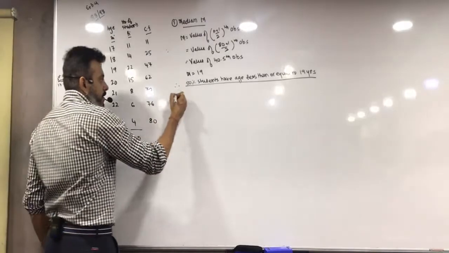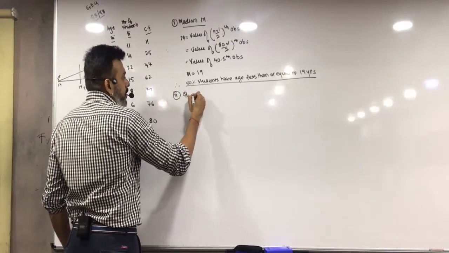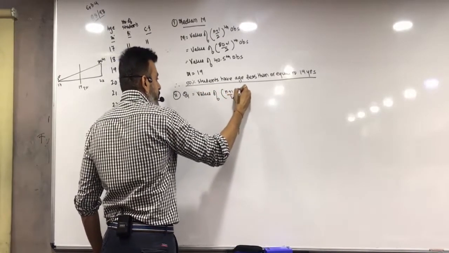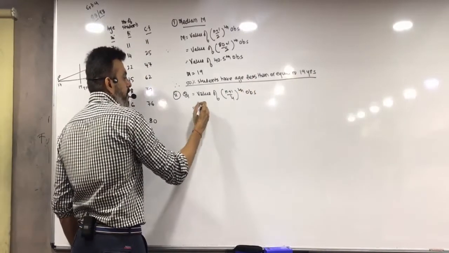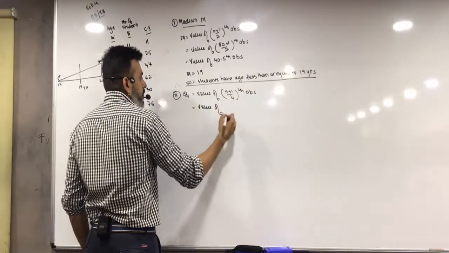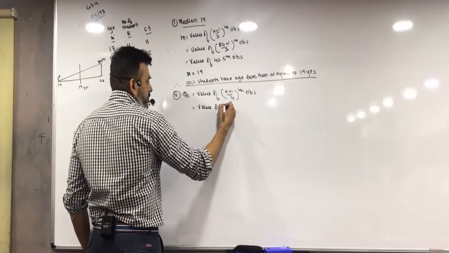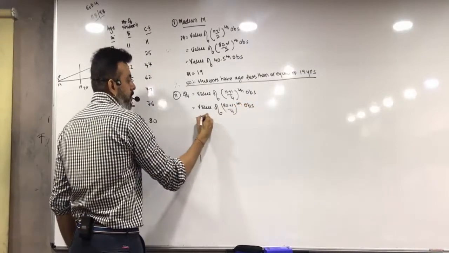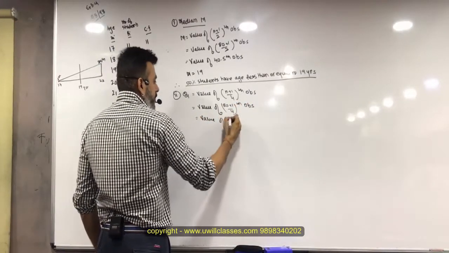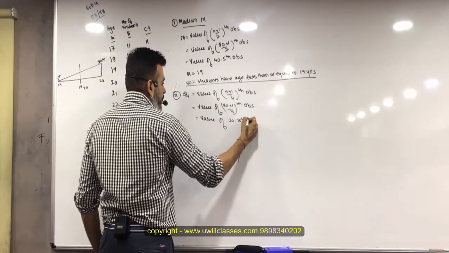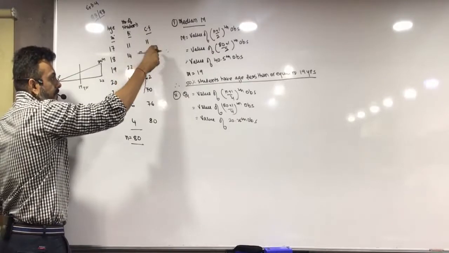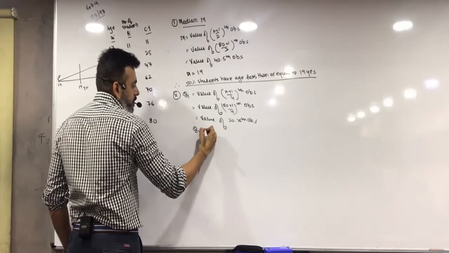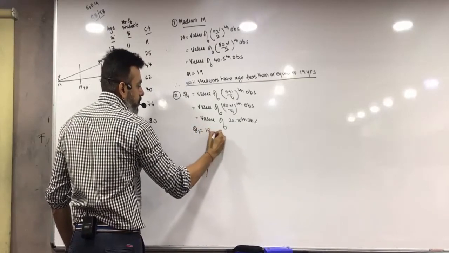Now Q1, second. Q1 is equal to the value of n plus 1 by 4th observation, which is equal to the value of 80 plus 1 divided by 4th observation, which is equal to the value of the 20.25th observation. Now 20.25 comes in this 25, so the corresponding value is 18. So Q1 is equal to 18 years.